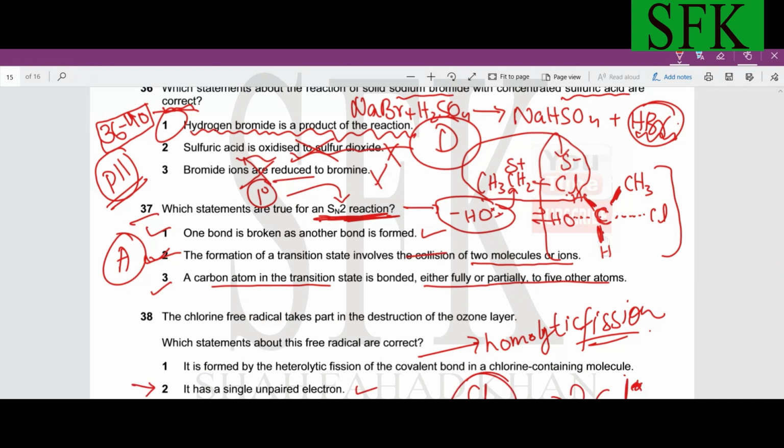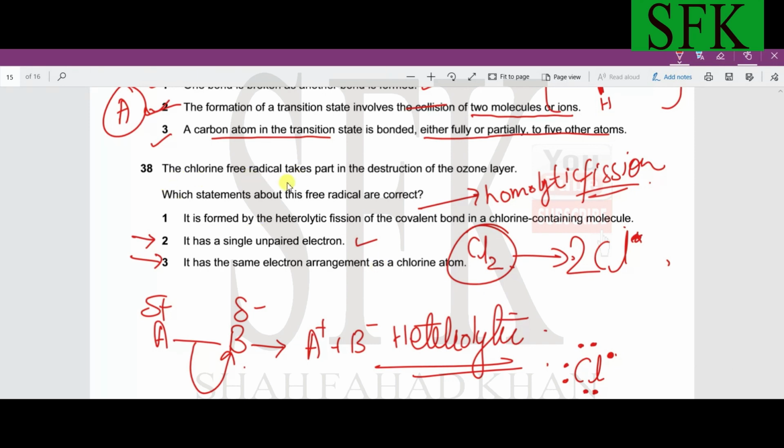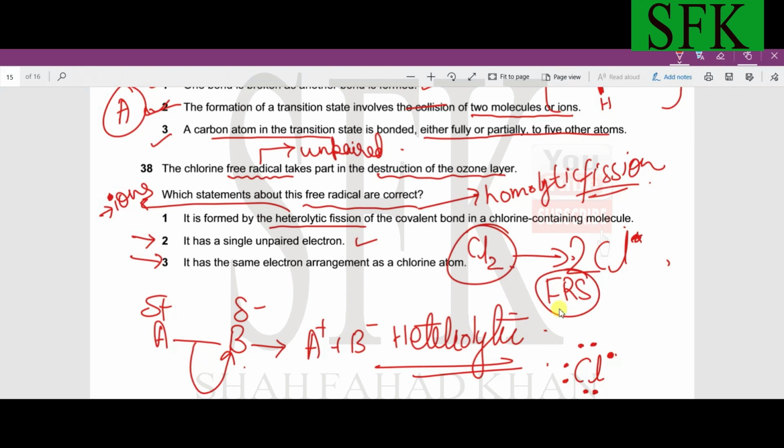Now moving on to 38. The chlorine free radical takes part in the destruction of ozone. A free radical, as you guys know, is any species with an unpaired electron. Which statements about the free radical are correct? The first says it is formed by heterolytic fission. No, guys, heterolytic fission results in the formation of ions, or fully charged species. It does not result in the formation of free radicals. An example of a reaction which does produce free radicals is free radical substitution, in which UV light is used through homolytic fission. We get chlorine free radicals. Heterolytic fission results in ions. So one is wrong. If one is wrong, then two and three by default are correct.